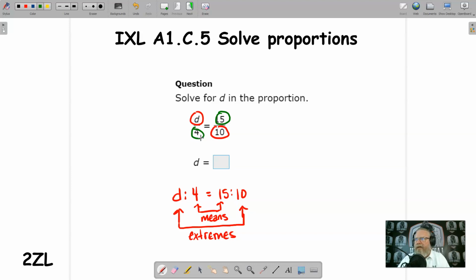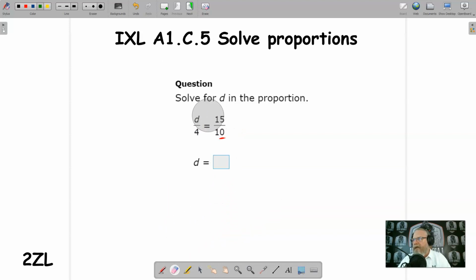So we're going to do red times red and green times green. I'm going to erase all this in just a minute, but before I do, I want to explain that. I'm going to multiply my extremes and set that equal to the product of my means. That's exactly what I'm doing. Many people just call this cross products. Whether you call it cross products or multiplying your extremes and setting that equal to the product of your means, that's the way I like to do it. That good old academic vocabulary.